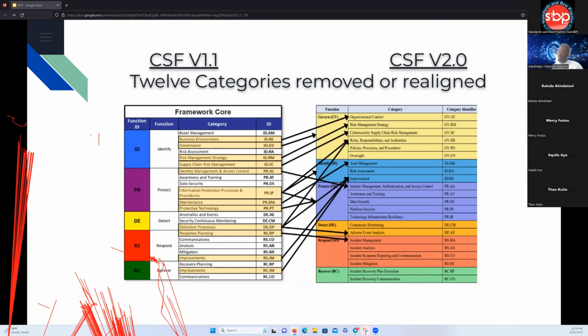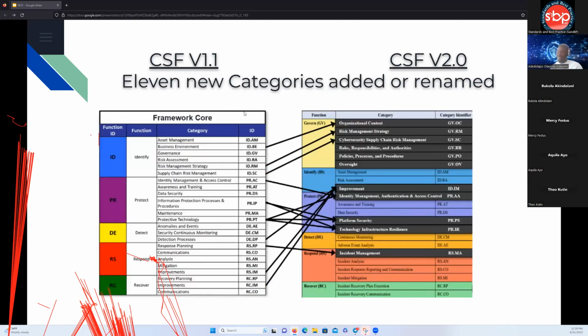So as of CSF 2.0, there are 11 new added categories, and not just added, but also renamed. For example, organizational context, risk management, supply chain risk management was in the identify category, but that has been moved to the governance function. The same thing for improvements. Platform security is new out there. Platform security is coming up. There's even something called platform engineering. They're trying to maybe create a new wave after DevSecOps. So this is just still ensuring that governance is the main foundation for everything.